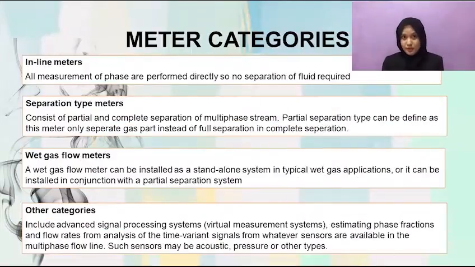Last but not least, for other categories, it includes the advanced signal processing system, or it is called virtual measurement system or VMS. It is estimating the phase variation and flow rate from analysis of time variant signal from whatever sensor available in the flow line, such as the sensor might be acoustic, pressure or other types.